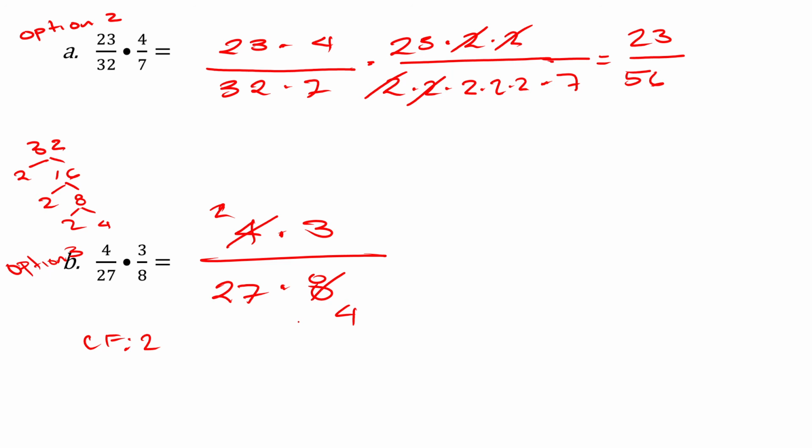Is there any more? 3 and 27, right? You can divide them by 3. 3 divided by 3 is 1. 27 divided by 3 is 9. Now the question is, is there more? I don't know. Now here's the thing. If you say I don't know, then you should listen carefully.